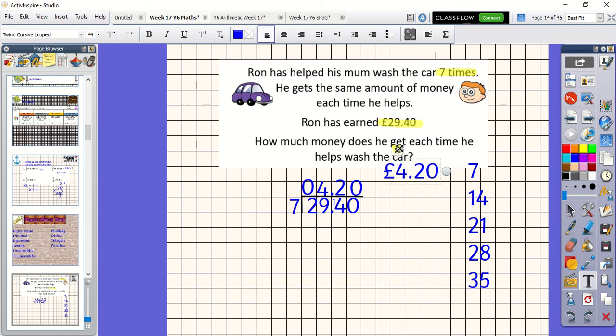Okay, I hope that was okay for you to follow. Remembering to always put your unit of measure. So this time we're using pounds, so the pound sign goes before.